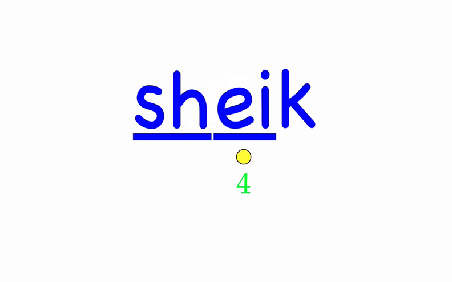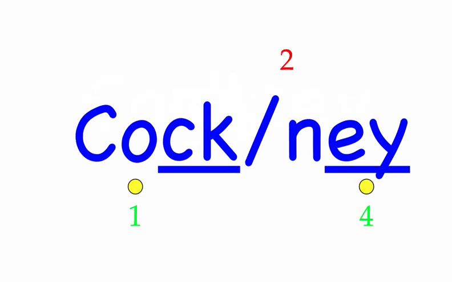Cockney. A Cockney is a person from the East London area. Cockney. 2 syllables. First syllable cock. 3 sounds. K, A, K. Knee. 2 sounds. N, E. Cockney. Mark the word. And we capitalize the C in Cockney because it refers to a group of people.